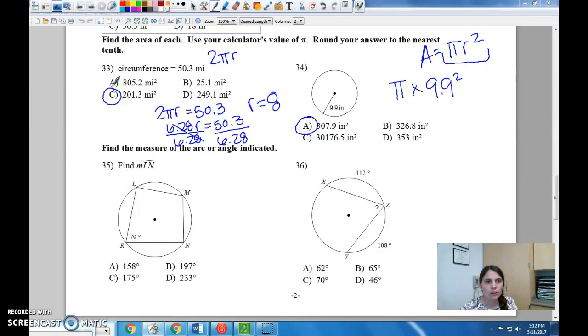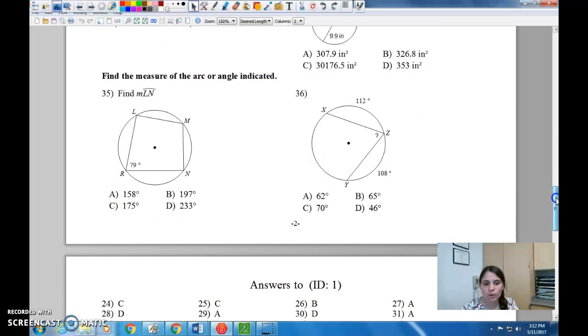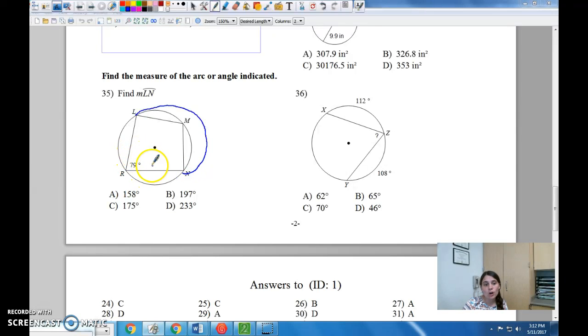Perfect. So I think we just have a couple left, and they're from one of our more recent units. So we are looking at circles. This is asking me to find the length of arc LN. Well, the only thing it gives me is this inscribed angle, but I know that the inscribed angle is half the arc. So if I double this, 79 times 2 is 158. So this arc is equal to 158 degrees.